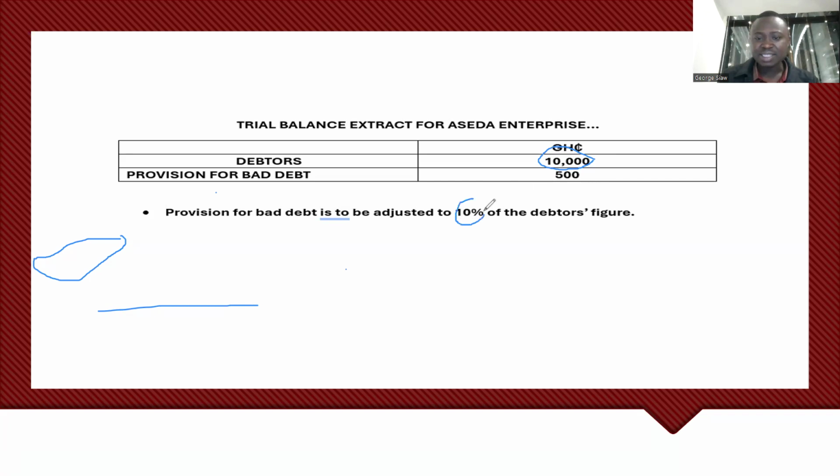So it is this percentage here, 10%. Then we calculate it on the debtors figure. So the 10% on the debtors figure, how much is the debtors figure? The debtors figure is 10,000. Good. So 10% on 10,000 is going to give us 1,000 Ghana cedis. This is the provision that we have made for this year. The provision for the previous year is already in a trial balance. So the current year provision is the one that we have calculated, and that is 1,000 Ghana cedis.